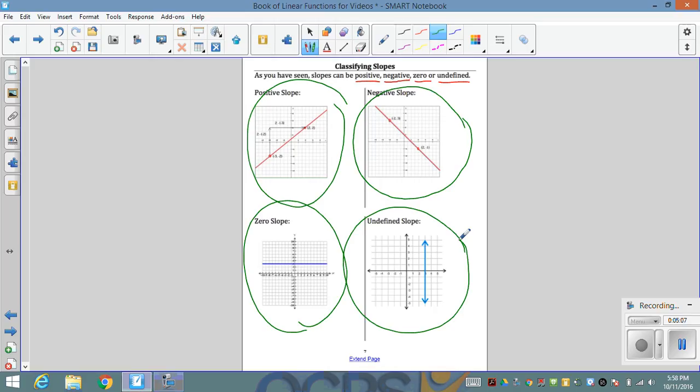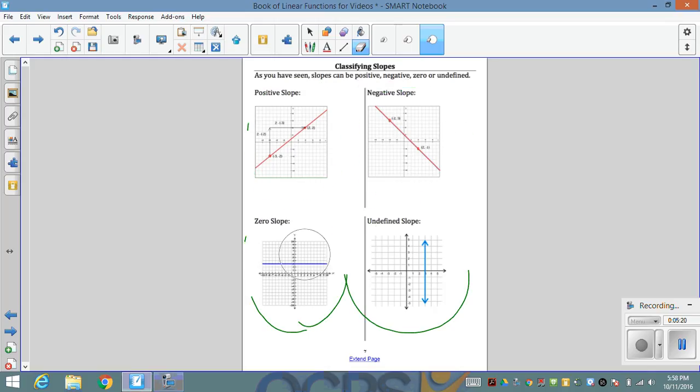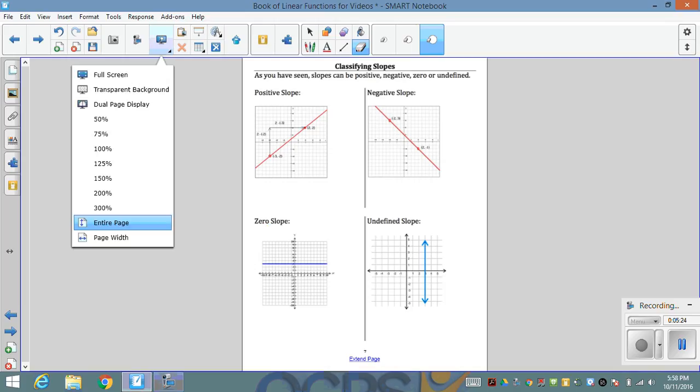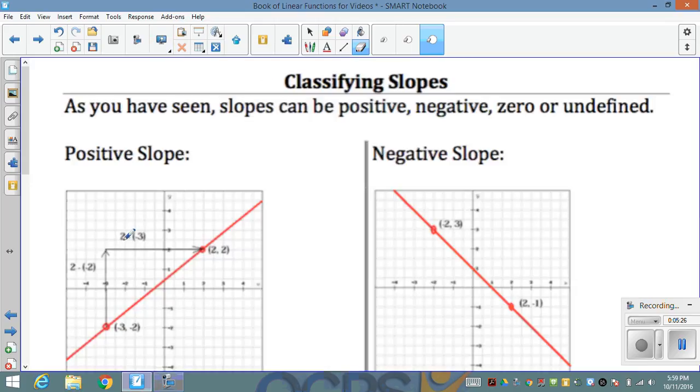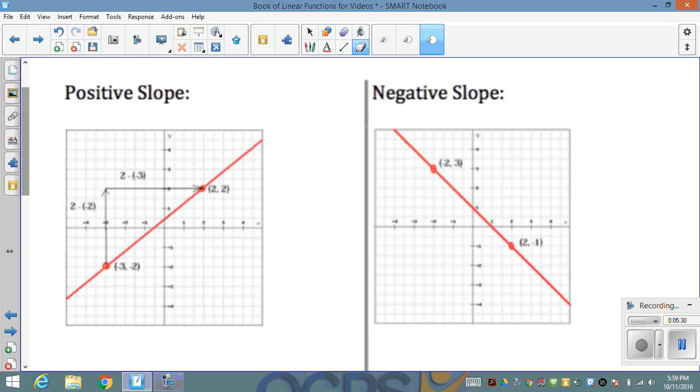Remember, our vertical lines are not functions. The fact that the slope is undefined kind of contributes to that. Now what I would like to do is go ahead and take a look at finding the actual slope for each of these using our slope triangle. So first, our positive slope.